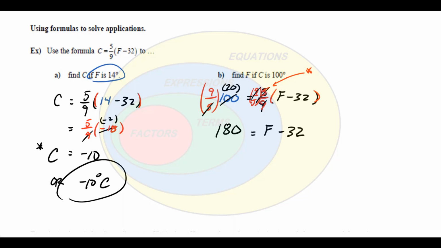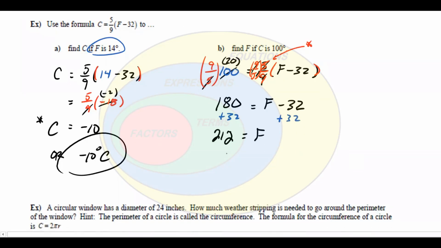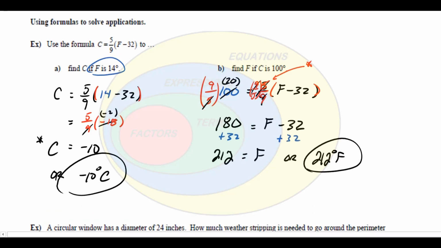And then finally, to solve for F, I can add 32. And I get 212 equals F. Or, again, we want to represent this, the 212, and since it's solved for F, it's 212 degrees Fahrenheit. And I don't know if you recognize this relationship. This is actually one that's known.